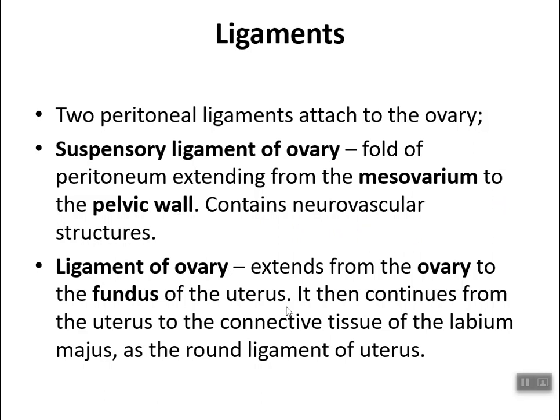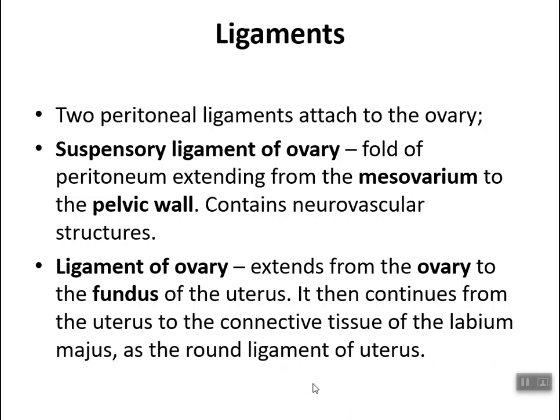The other ligament is the ligament of the ovary. It extends from the ovary to the fundus of the uterus, the upper portion. It then continues from the uterus to the connective tissue of the labia majora, and is found around the round ligament of the uterus.